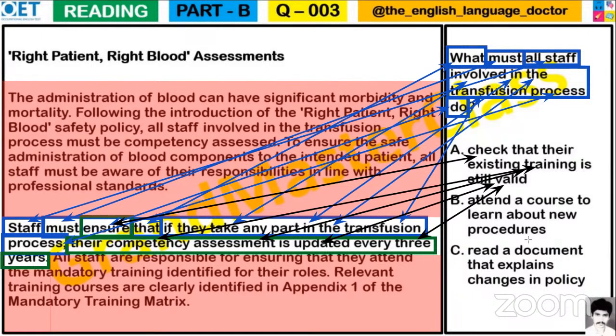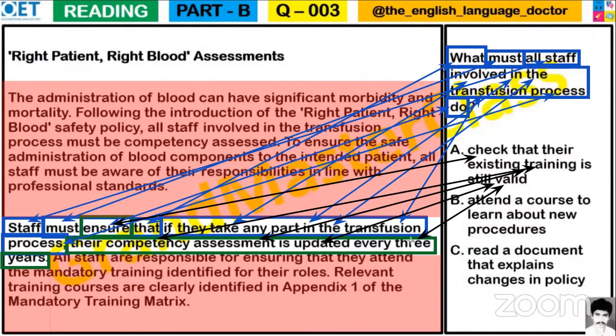That is the last day only. Until you get the certificate extension, you cannot drive your vehicle. In the same way, you cannot participate in the transfusion process if your validation, if your assessment is not extended, if your certificate is not extended. So the training is compulsory.